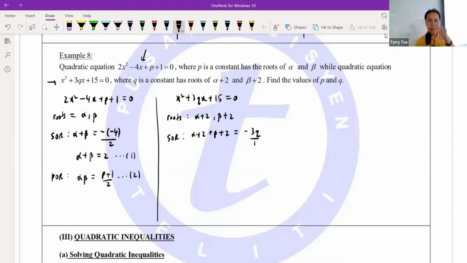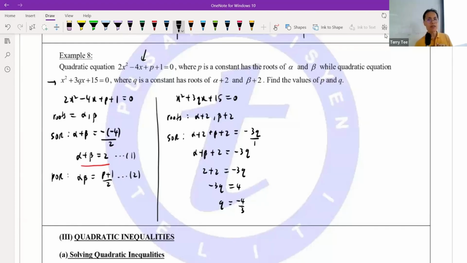I want to relate this with the SOR POR, alpha plus beta, from the first equation. So we can put them together. Alpha plus beta plus 2 is minus 3q. Now, what is alpha plus beta? 2, right? Okay, can you find q or not? This one is negative 3q equals 4. My q is negative 4 over 3.